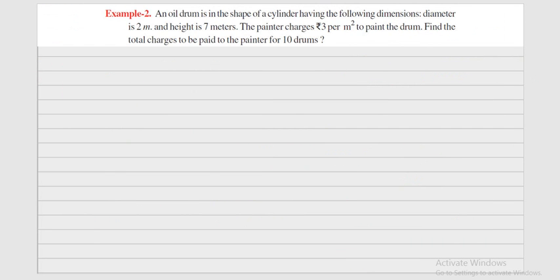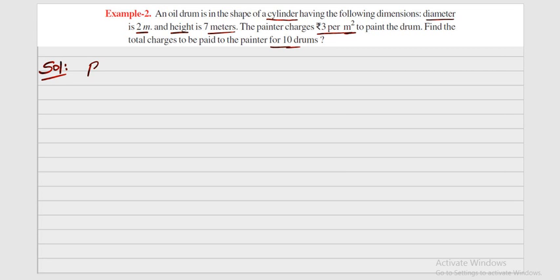So what he has given: there is an oil drum which is in the shape of a cylinder. So here shapes are important. Next, diameter is given, which is 2 meters. Next, height is given, which is 7 meters. A painter charges 3 per meter square. So per meter square means indirectly you need to understand it is area, right? Find the total charges to be paid to the painter for 10 drums. So he has to paint 10 drums. Then what is the situation? Now here, oil drum means all sides will be closed, right? That means you need to consider total surface area.